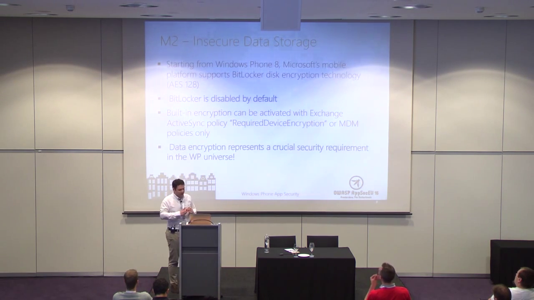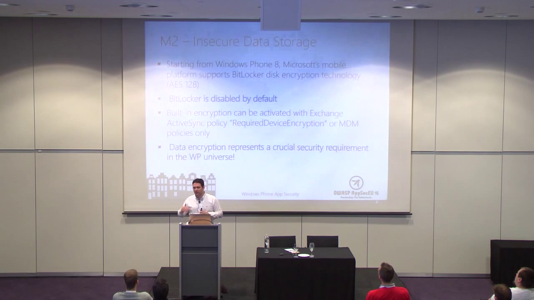By the way, the Windows Phone platform, starting from version 8, introduced the BitLocker technology in order to provide a built-in mechanism to perform encryption of the disk. The bad news is that the BitLocker feature can be enabled only if we use our device in an enterprise context. We need to plug our device into something like Exchange, a Microsoft-related technology, and we have to enforce some policies in order to enable this additional security feature. And so once again, in the Windows Phone universe, the encryption of the data stored on the device is a crucial security requirement, in my opinion.